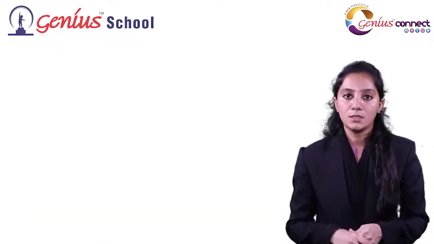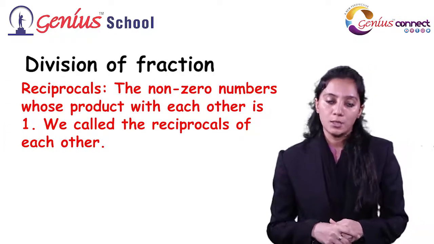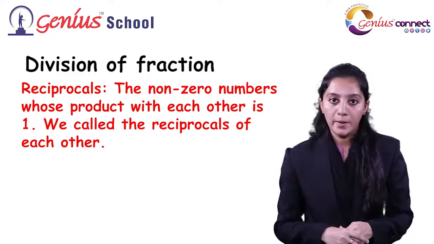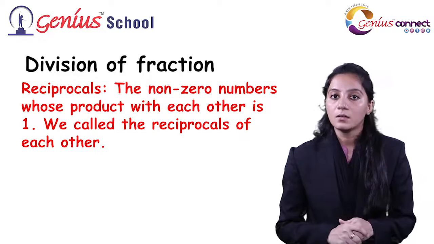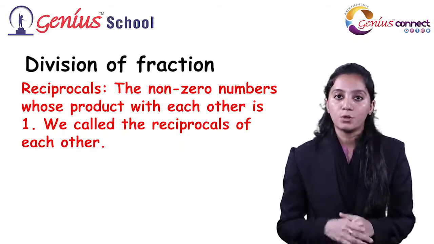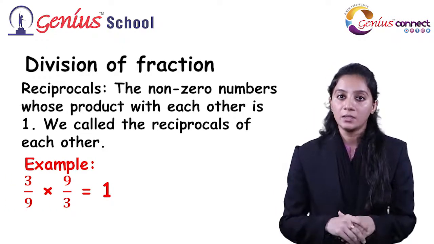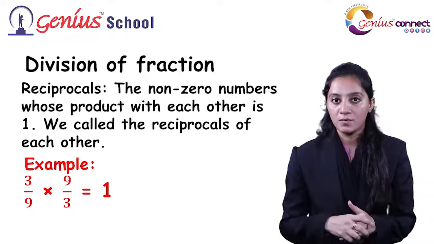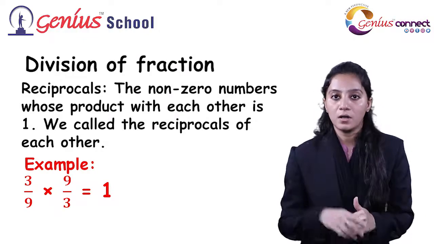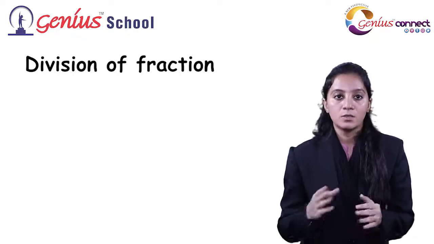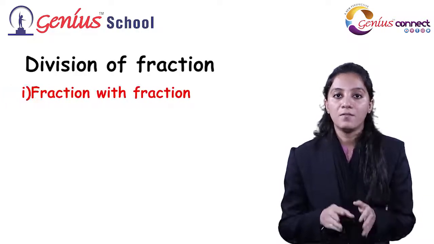Now we will move to division of fractions. First of all, we should know what a reciprocal is. Reciprocal means: if we multiply two non-zero numbers and the product is 1, they are called reciprocals of each other. You can see the example: I write 3/9 and multiply it with its reciprocal, 3/9 multiplied by 9/3. What do we get? We get 1.